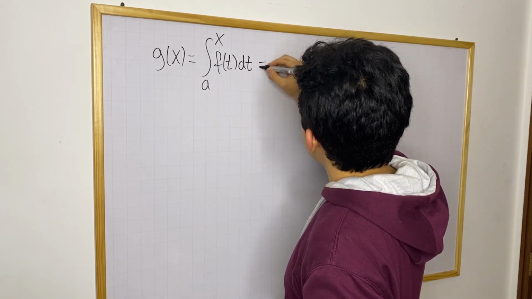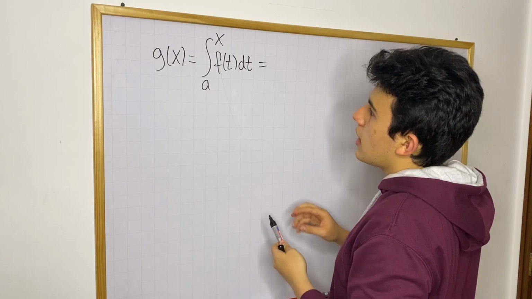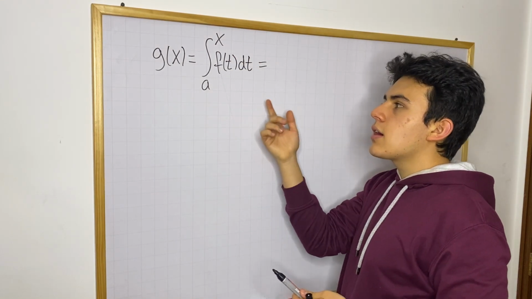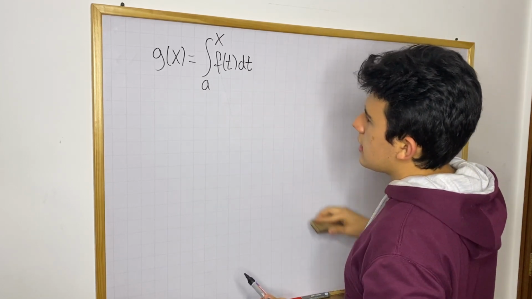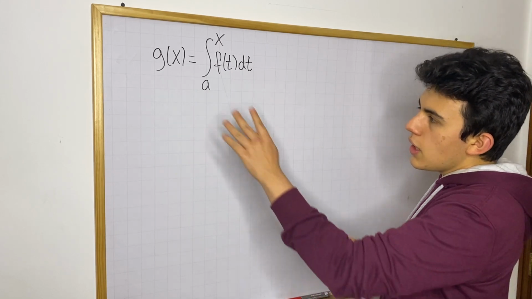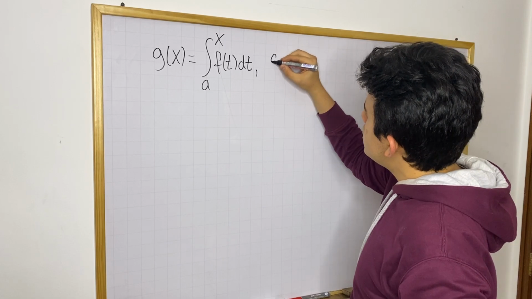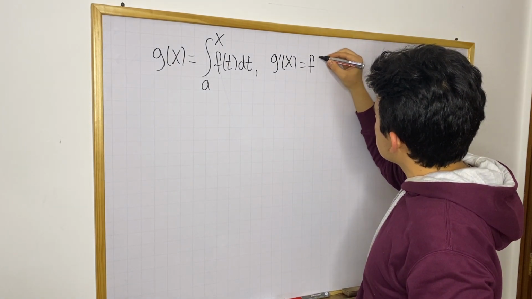And we know that this function, we can actually write it as the antiderivative of f evaluated at x minus a constant, which is the antiderivative of a small f evaluated at a, but I'm not going to do that. And FTC2 says that if we have this function, then g prime of x is going to be equal to f of x, okay?